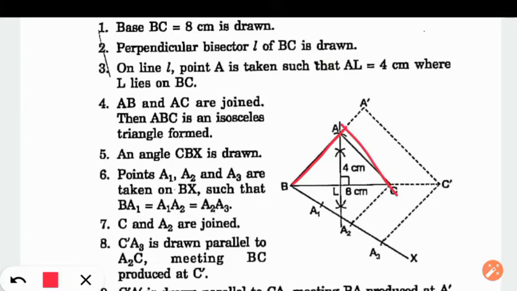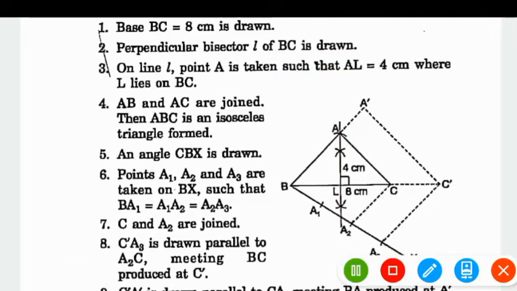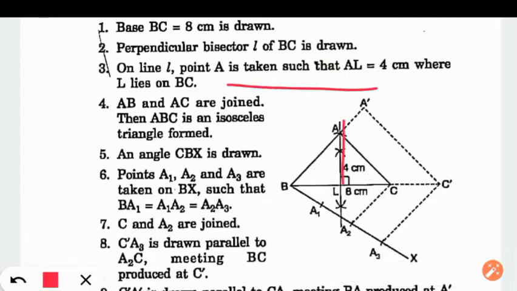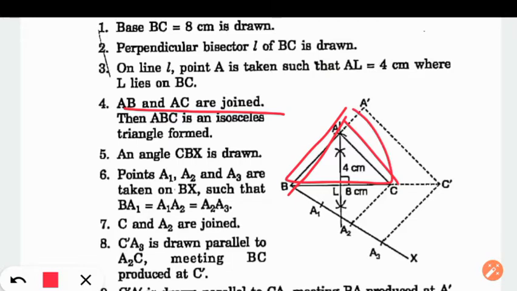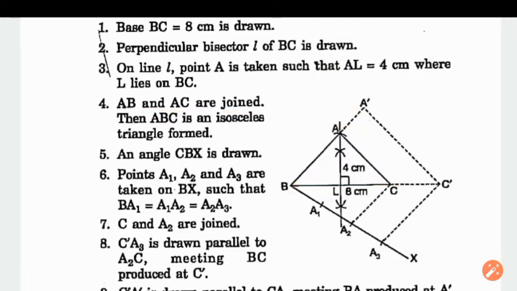This is what I have written here. Base BC is 8 centimeter, for which a perpendicular bisector is drawn, which is L. Now the perpendicular bisector L of BC is drawn. Now on line L, that means on this line, point A is taken such that AL is 4 centimeter, where L lies on BC. Now in the fourth point, what is written? That AB and AC are joined. Then triangle ABC, which is an isosceles triangle, is formed.